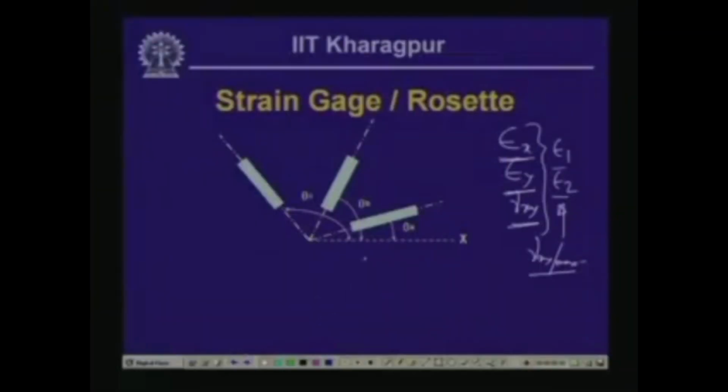But the point is, the strain gauge which we use can be used for measuring the normal strain. The gauge can be used to measure the normal strain.